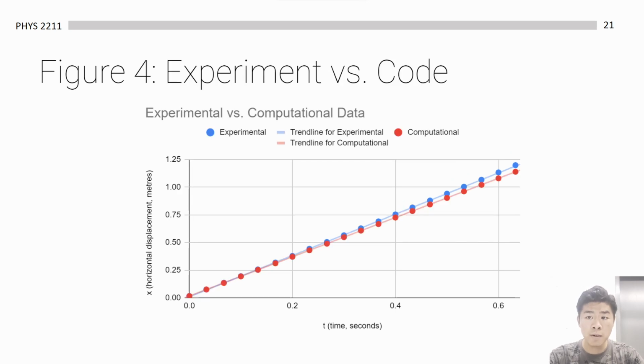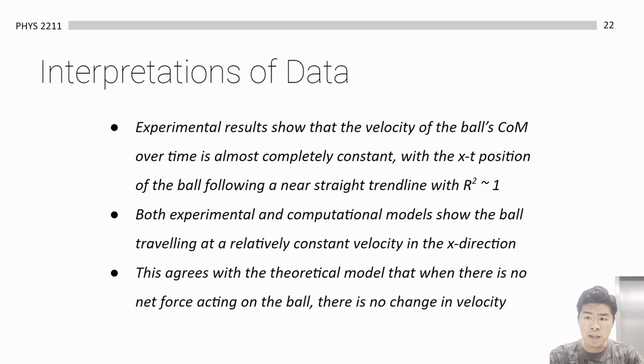So if we compare the experimental model and the computational model, the experimental being blue and the computational being red, we can find several things. The first thing is that these two graphs match quite well with each other, and that the velocity of the ball's center of mass is almost completely constant, with the ball following basically a perfect straight trend line with r squared equal to basically 1. Both the experimental and the computational models show the ball traveling at a relatively constant velocity.